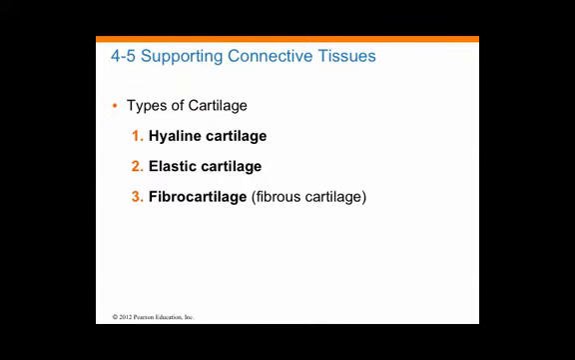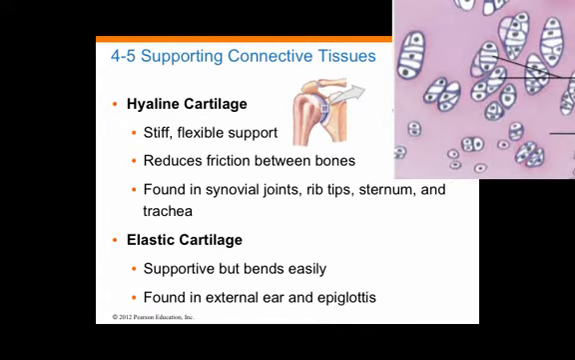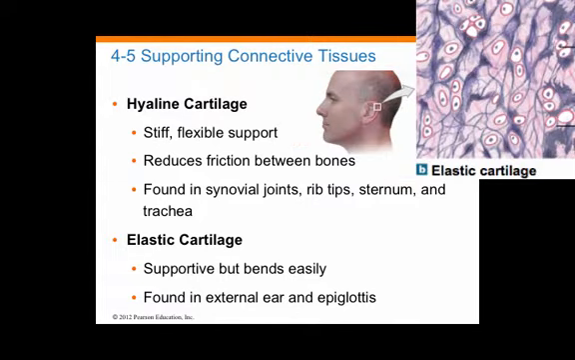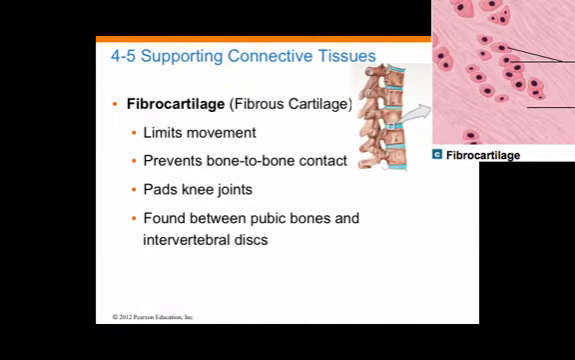Cartilage can be hyaline cartilage, elastic cartilage, or fibrocartilage. Hyaline cartilage is found at the ends of long bones, in the trachea, and in the sternum. Elastic cartilage bends easily and is found in the external ear and the epiglottis. Fibrocartilage limits movement and prevents bone-to-bone contact. It is found padding the knees, between the pubic bones, and as intervertebral discs between the vertebrae of the spine.